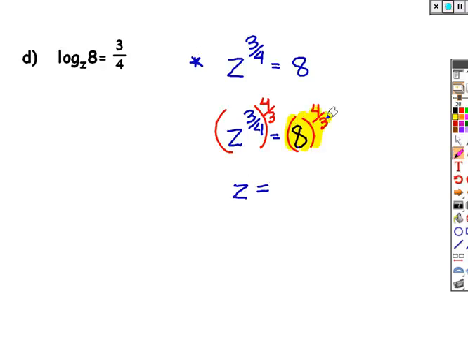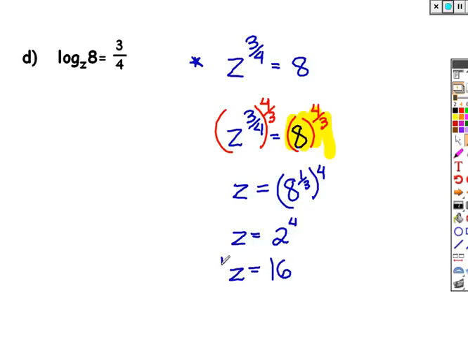What are we going to do with this one over here? Well, 8 to the 4/3 power, let's break that up. That would be the same as 8 to the 1/3 to the 4th power. And 8 to the 1/3 is 2. 2 to the 4th, 2 times 2 times 2 times 2, or 4 times 4 would be 16. So if I'm solving this equation, z has to equal 16 because 16 to the 3/4 power is 8.